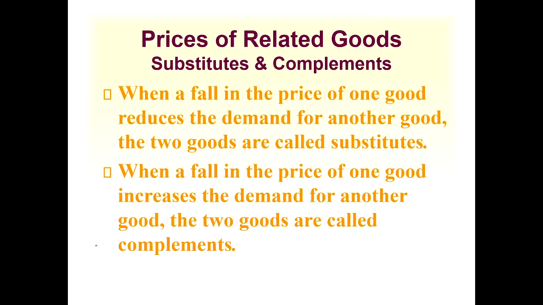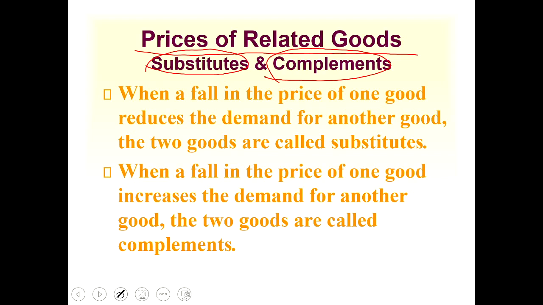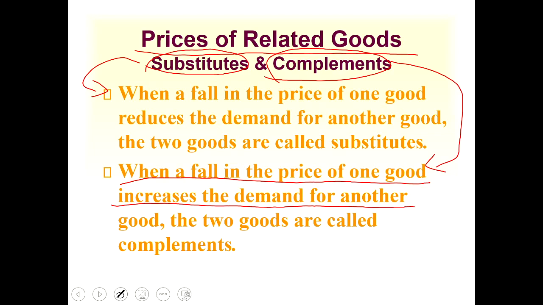Now we will discuss another important determinant of demand, that is prices of related goods. So here we have two types of related goods. The first one are substitutes and the second one are complements. As you can read here, when a fall in the price of one good reduces the demand for another good, the two goods are substitutes. And the second one is, of course, about complements, which says when a fall in the price of one good increases the demand for another good, the two goods are called complements.